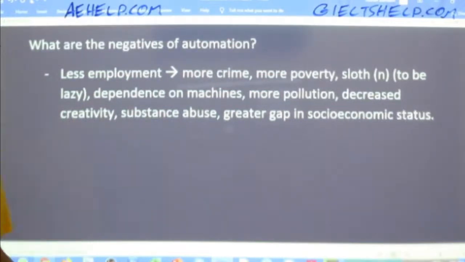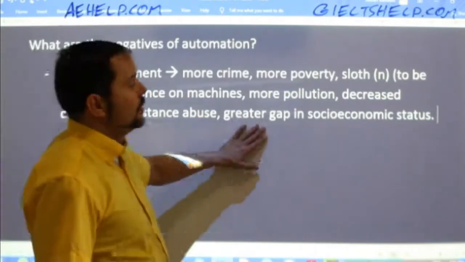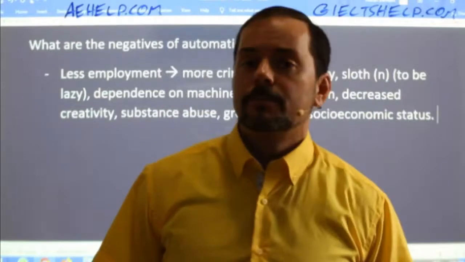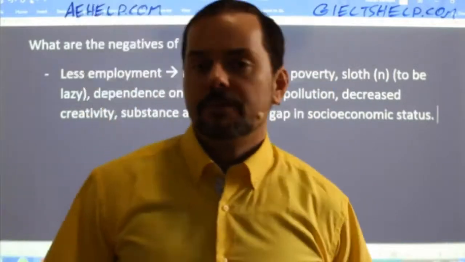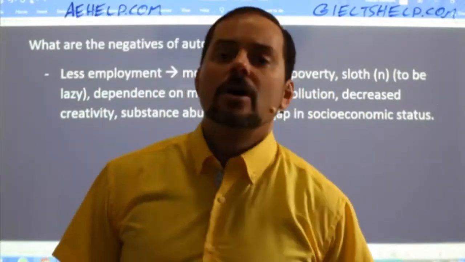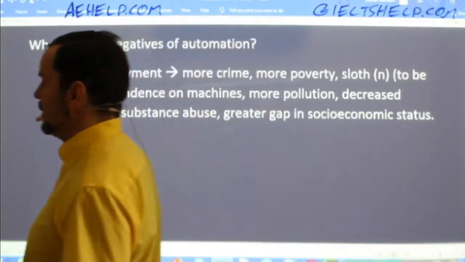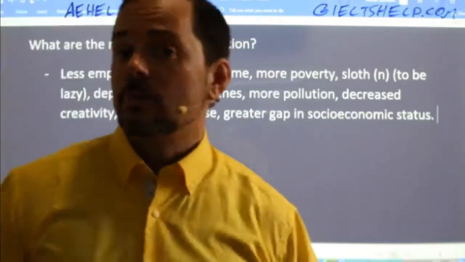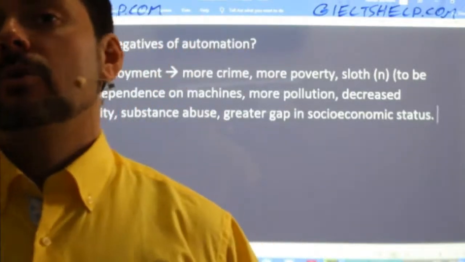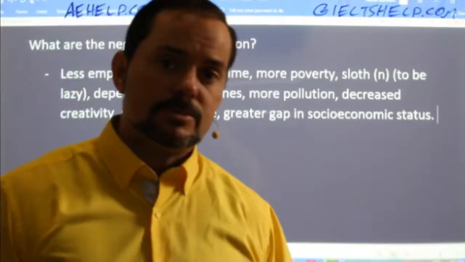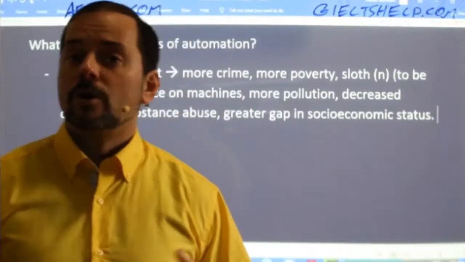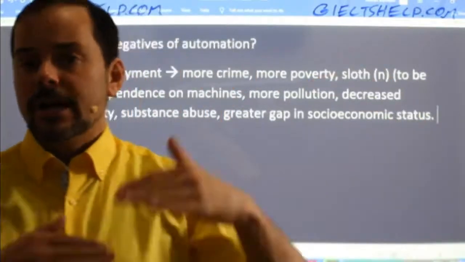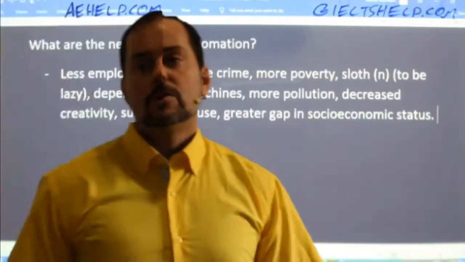And I would say it leads to a greater gap in socioeconomic status. So the rich become richer and the poor become poorer, right? That's one of the big arguments against automation when we really think about it. The people who are in control of these machines become extremely wealthy, while those who lose their jobs as a result of these machines become much more impoverished. And the gap between wealthy and poor increases significantly. So that's one of the big ones.